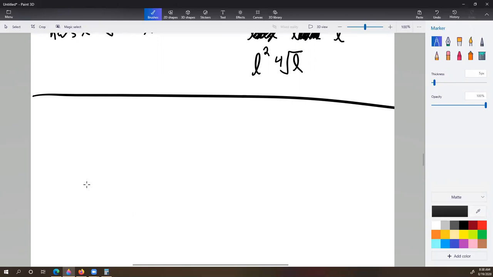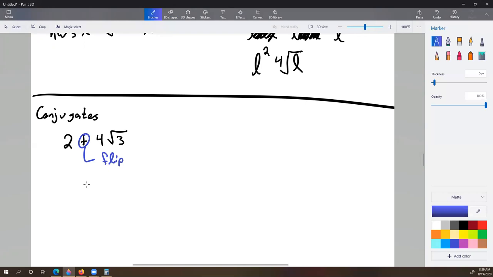One thing to consider with roots is we have things called conjugates. And conjugates are neat, and they're going to serve a really slick purpose for us. But first, we need to know what a conjugate is. Let's say you have a term. Let's do numbers: 2 + 4√3. The conjugate of this thing, all you're going to do is change this sign right here. Flip that. So the conjugate of this is going to become 2 - 4√3.